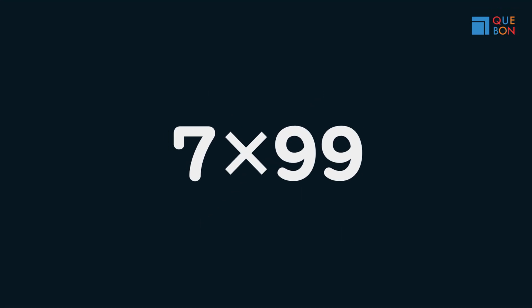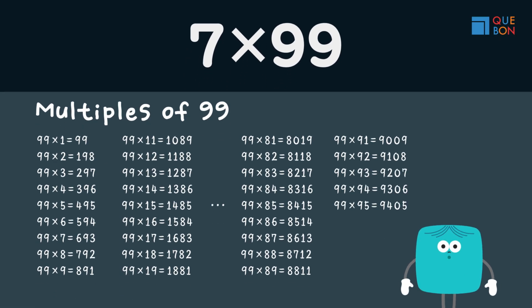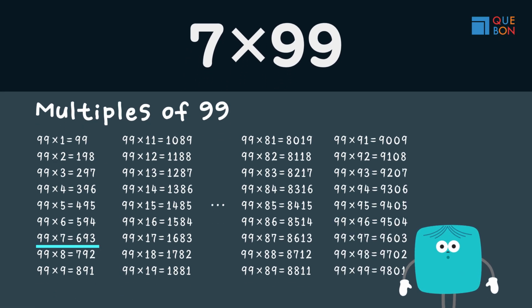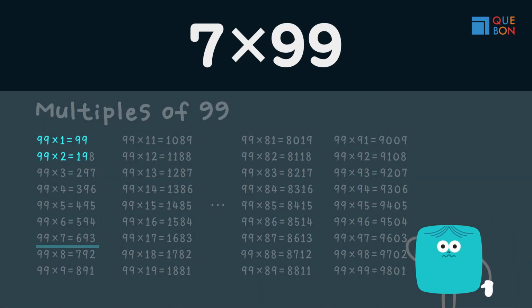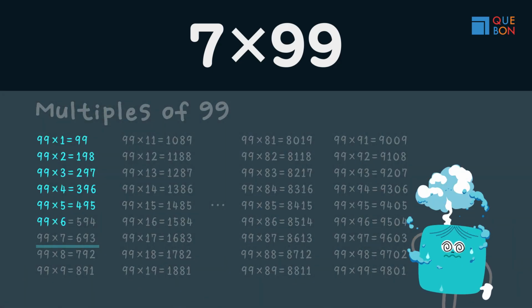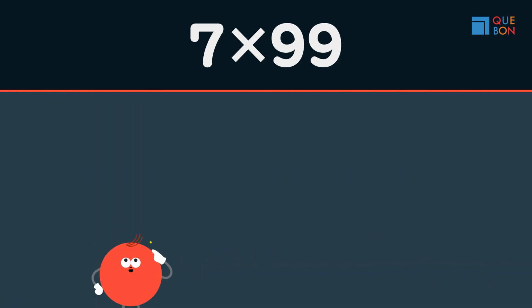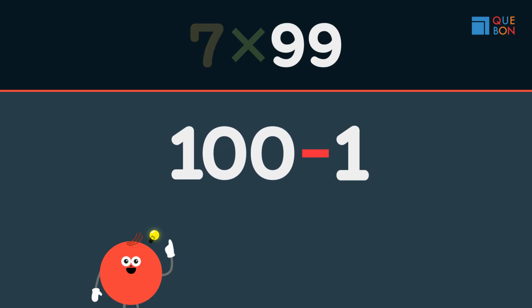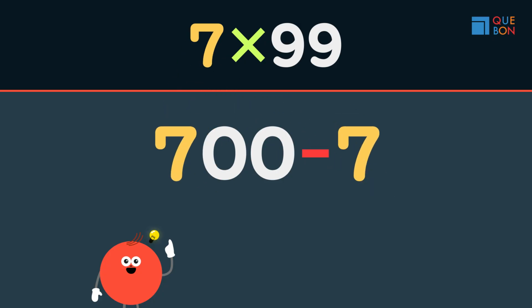7 times 99. It would be pretty easy to answer if we memorized all the multiples of 99. But ain't no one got time for that, son! If we have the power to think, yay! We know that this is 7 99s. Since 99 is 1 less than 100, the answer is simply 700 minus 7.